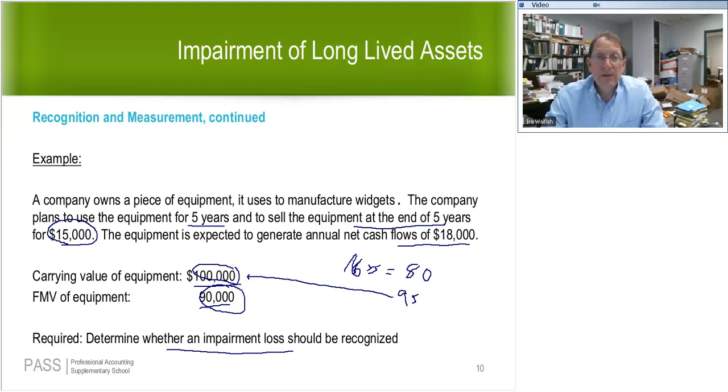And it's also not fair the other way. What if the recoverability is 88,000? But I could sell it for 90. So why do I have to write it down to 88? That's the logic.